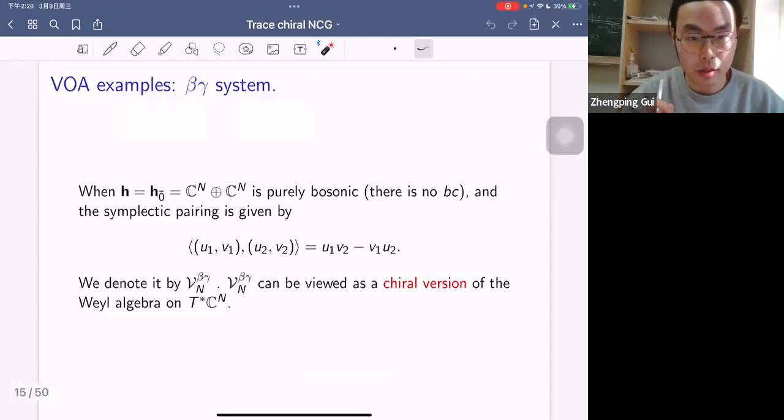If we have only the bosonic ghost, the beta-gamma system, we denote it by V of beta gamma, and then N is the number of copies of the even symplectic space. Intuitively, this can be viewed as a two-dimensional chiral version of the differential operators on the affine space C^N. In one dimension, the smooth functions on the cotangent bundle of C^N can be deformed to the differential operators on this vector space. This is just the two-dimensional version, also called the chiral differential operators.